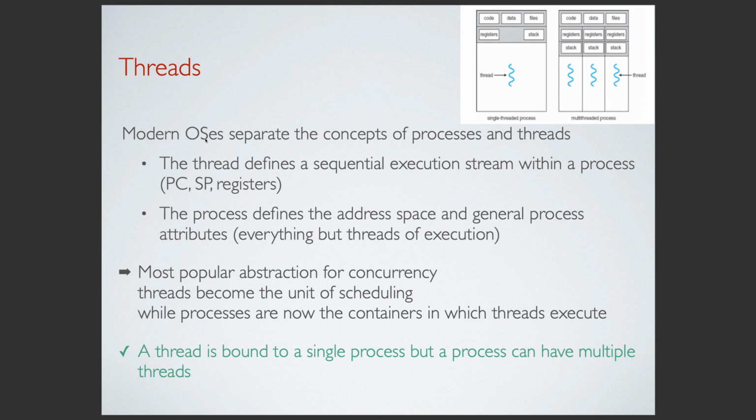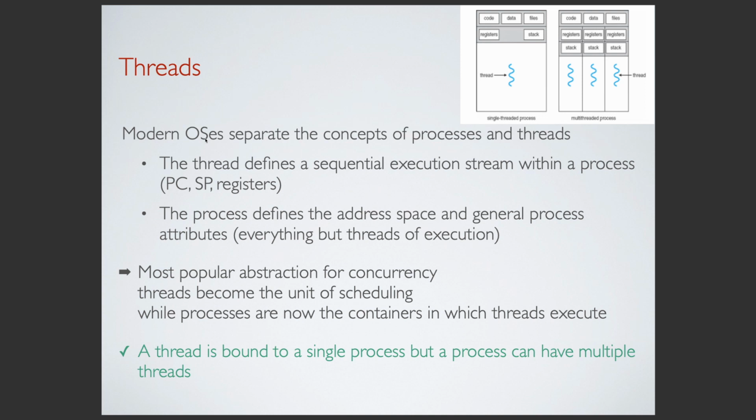So this is actually a good abstraction for concurrency, right? And the idea here is that the thread becomes a unit of execution, meaning something that you're going to schedule now. Okay, so last week we were scheduling processes, but now we're going to schedule threads. Okay, and the process is just going to be some kind of a container in which threads execute.